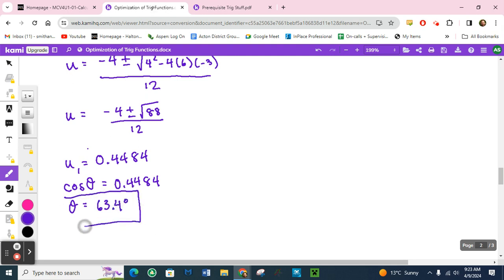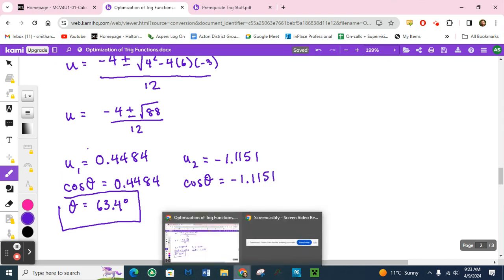But maybe there's another optimal angle to fold our eaves trough. Let's check. So what do we get using subtraction with the quadratic formula? So negative 4 minus the root of 88 divided by 12, to 4 decimal places, negative 1.1151 if we round accurately. What do you guys get when you try finding this angle on your calculators? You get a math error, right? Of course, everybody knew that was coming.